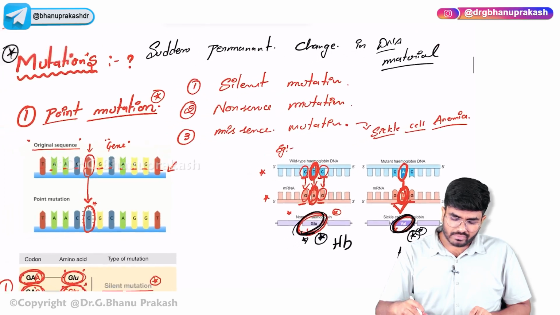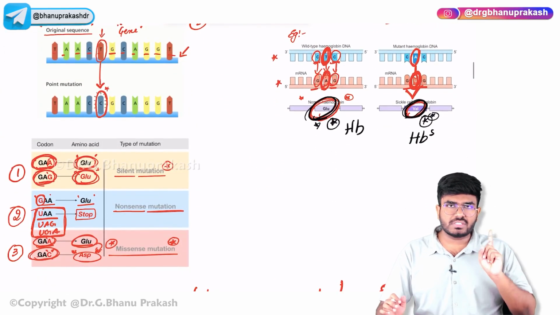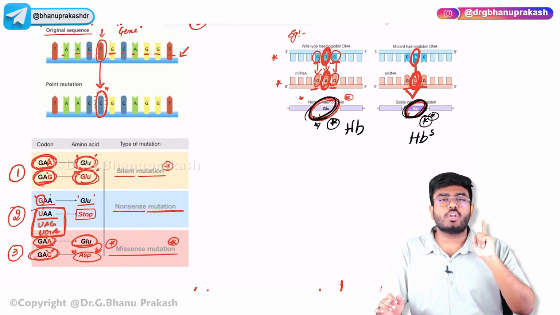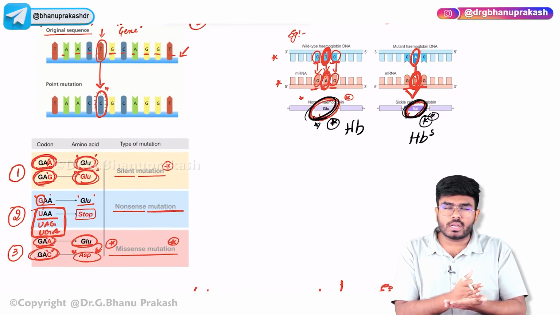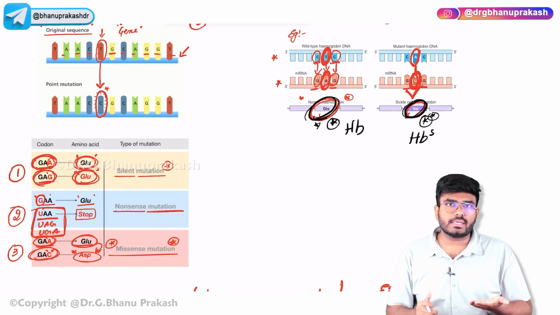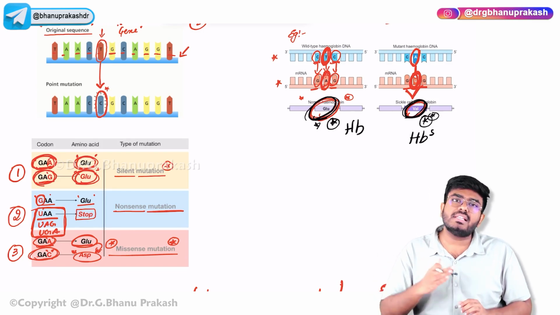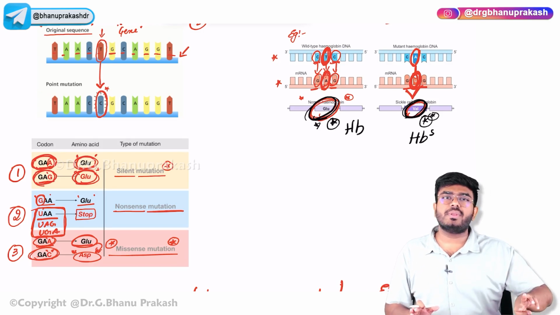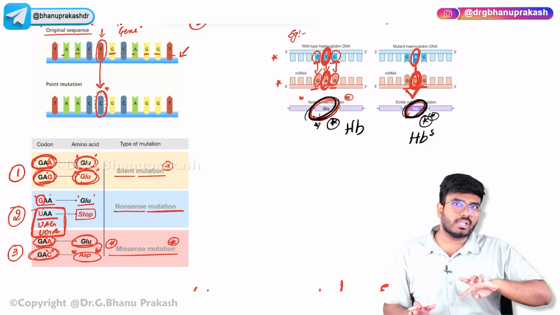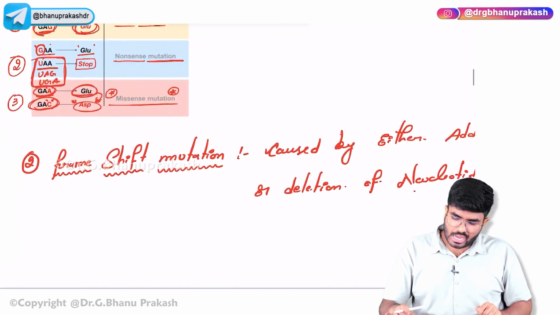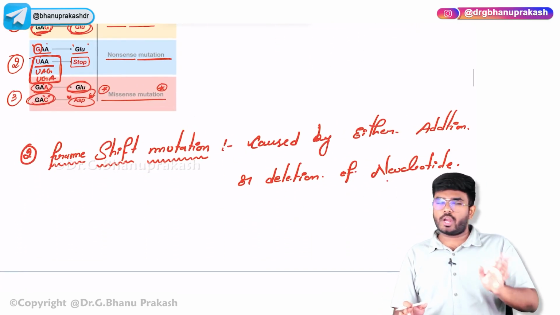Here I have discussed three types of mutation. The first is point mutation, which has three types. One is silent mutation, another is nonsense mutation, where there is a stop codon and protein synthesis is going to halt. And the third type of point mutation is called missense mutation. The example is sickle cell anemia, where glutamic acid was replaced with valine, so the total protein is going to be affected. Now, point mutation is completed.